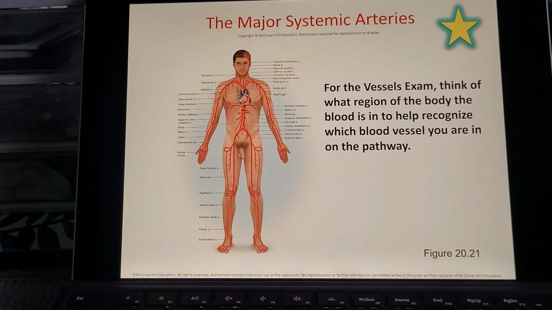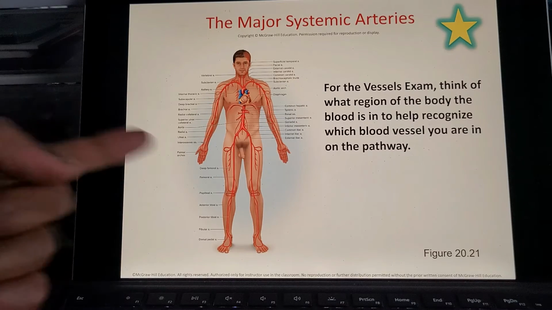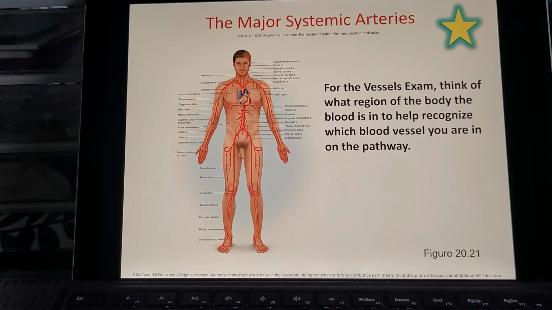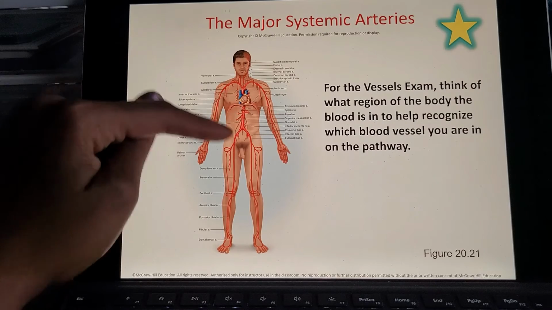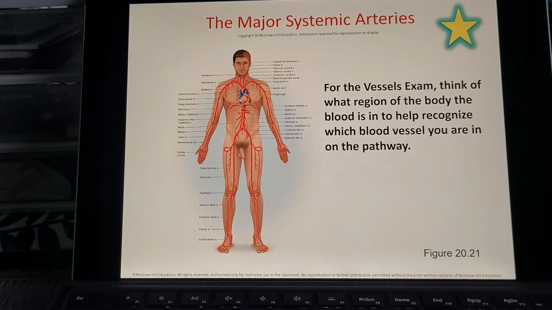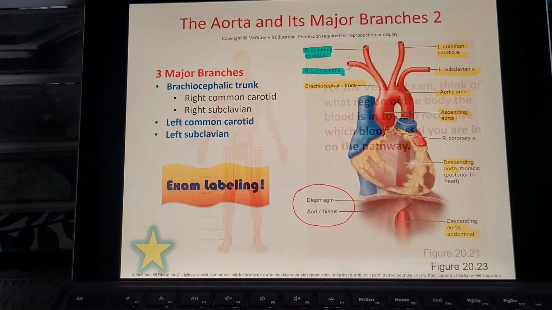Okay, so let's look at some other big blood vessels. So, oh, look, it's a star. So this dude, and other versions of this dude, will be on your vessels exam, just as a reference, because some people, as they're looking at their different blood flow areas, might need to look at something in order to trigger their memory on which blood vessel they are on in the pathway. So you won't be labeling, it's more of knowing the list, but having that visual reminder helps.